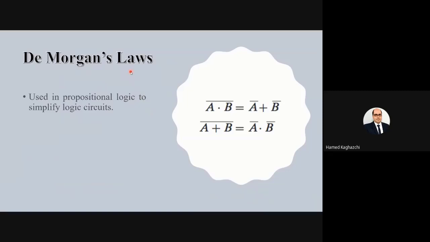Another law that is so important in the case of logic circuits is De Morgan's law. De Morgan's law says that if I have (A dot B) bar, instead of this term, I can write A bar plus B bar. And if I have (A plus B) bar, it means that I have A bar dot B bar.